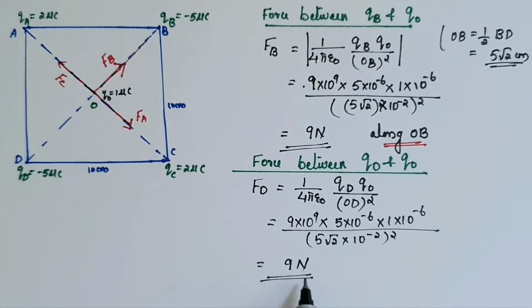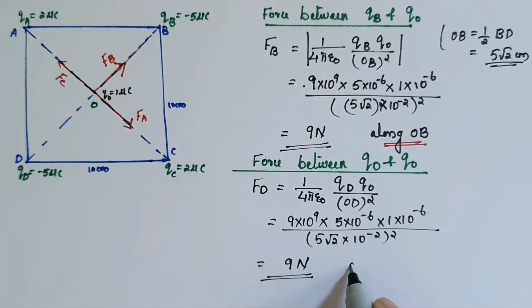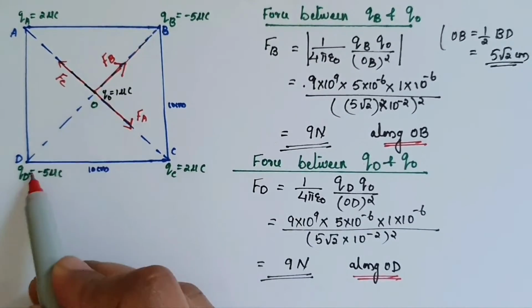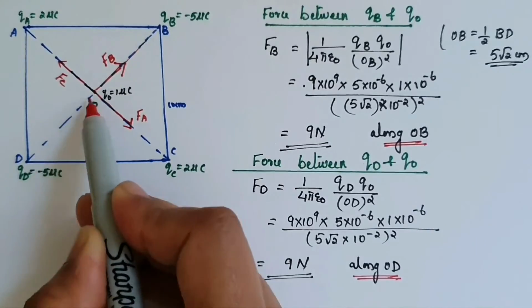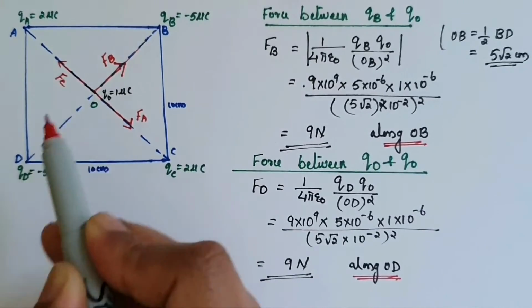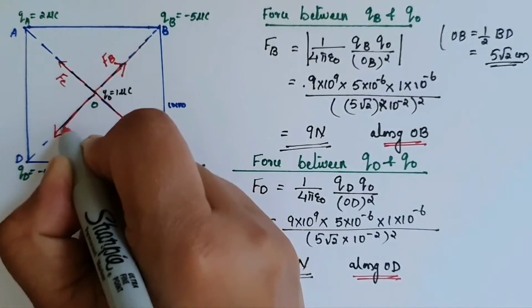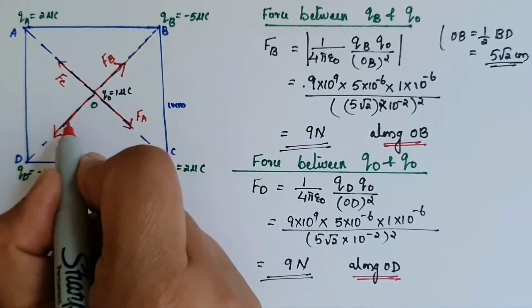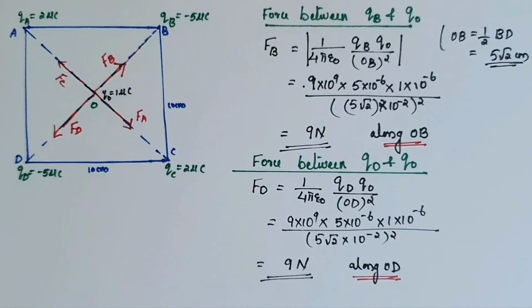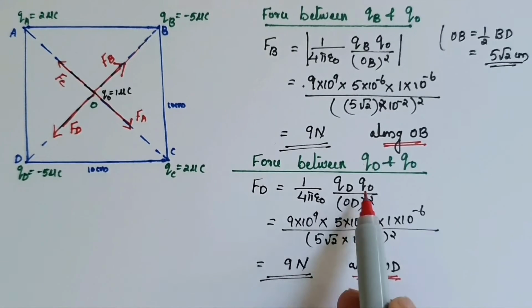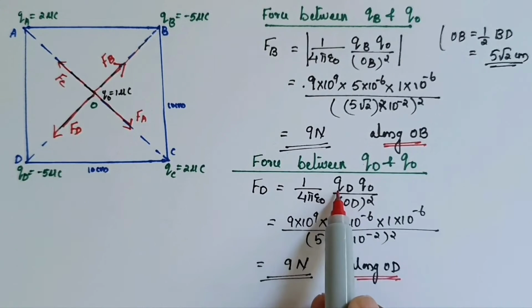Therefore, force between QD and Q0 is 9 Newton and the force is along OD. Since these two are opposite charges, the force between these two is attraction. Because of attraction, the force is towards this direction, towards D. This is FD. So, FD is along OD. This is the force on 1 microcoulomb charge due to QD, and this force is along OD.